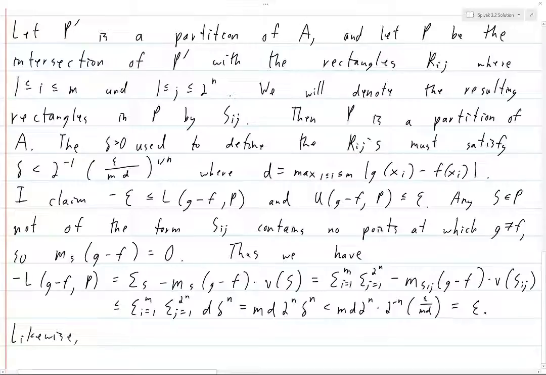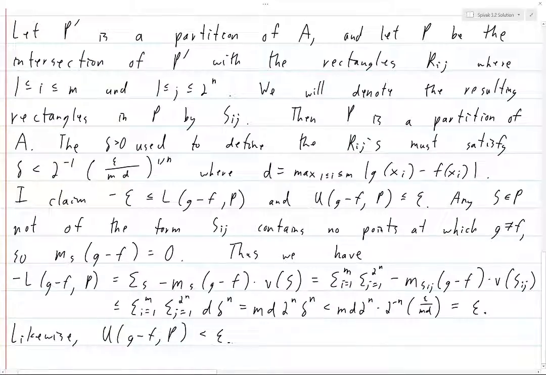Likewise, if we look at U(G minus F, P), this is just going to be less than epsilon, because it's almost the exact same computation. We're going to get the sum over all rectangles S of capital M_S(G minus F) times the volume of S, and that's equal to the sum over all S_ij of capital M_S_ij(G minus F) times the volume of S_ij. And again, capital M_S_ij(G minus F) is always going to be less than or equal to D, and so the same inequality from before applies.